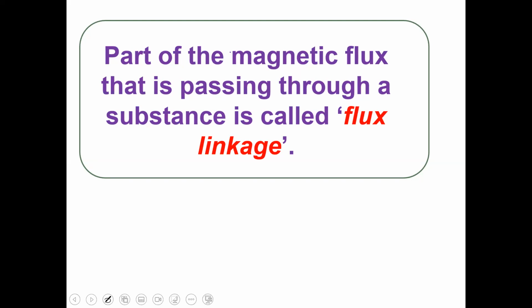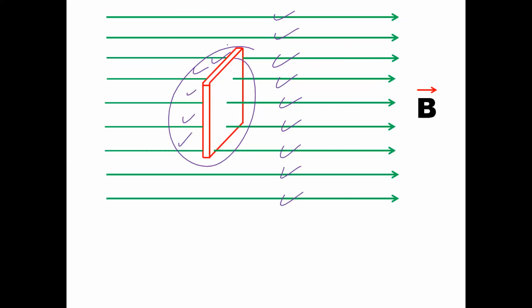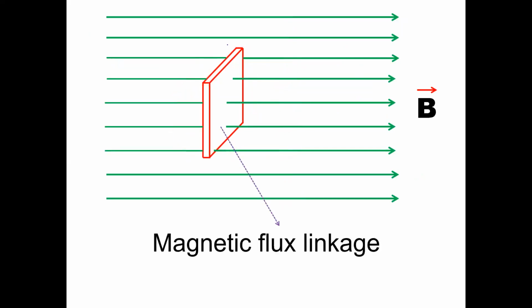Done, sir. So this is flux linkage. Look at this diagram. The lines which are passing through the sheet are called flux linkage. And then the surface area is the area in contact. You have to copy now this screen.